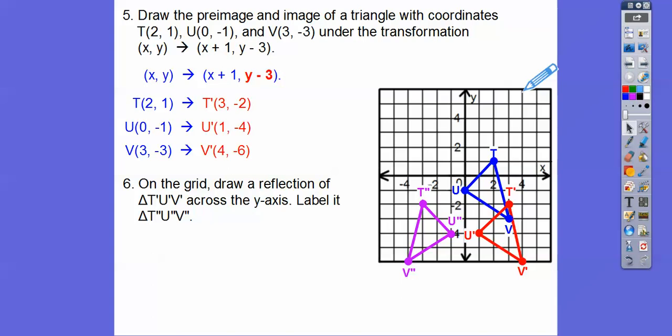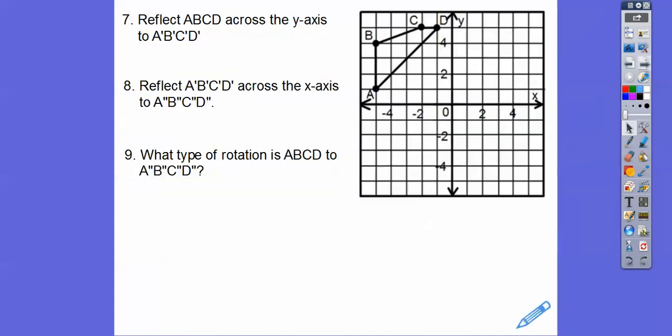So this is the x-axis right here, and this is the y-axis, so just be careful when you're doing that, okay? All right, so reflect A, B, C, D across the y-axis to A prime, B prime, C prime, D prime, okay? So A prime is 5 units over across the y-axis. Here's the y-axis right here, so we got to go 5 over here. B prime is also 5 units, so 5 units over here. C prime is 2 units away, so we're going to go 2 units away right here. And then 1 unit away. Okay, so there it is right there.